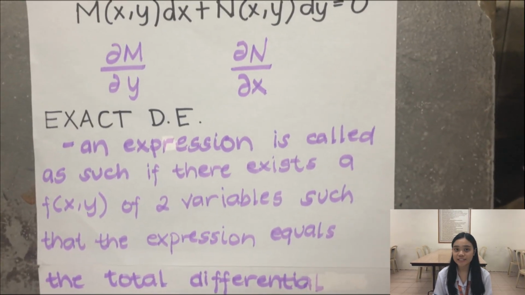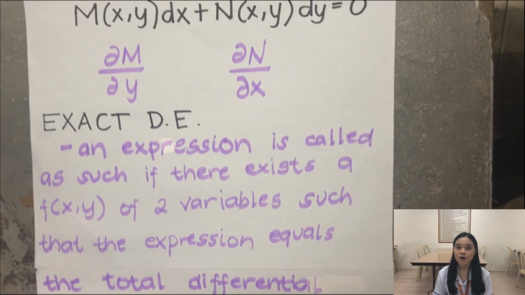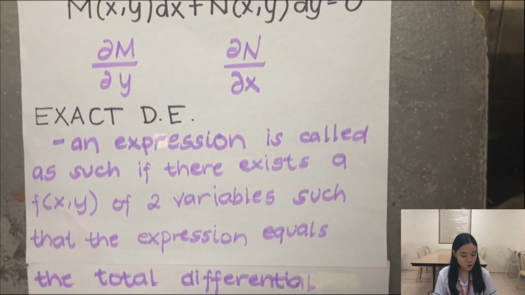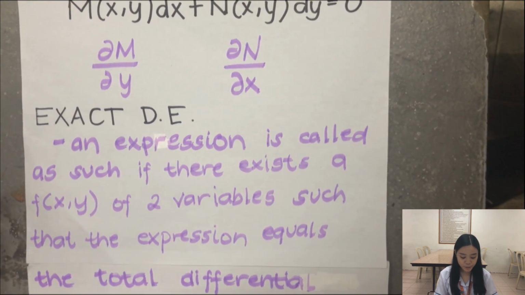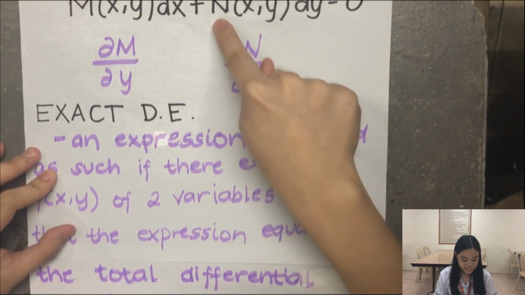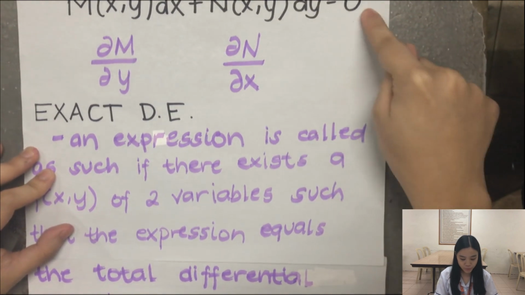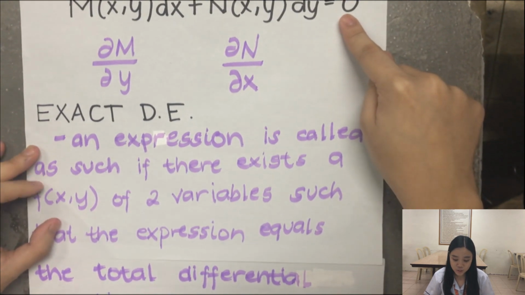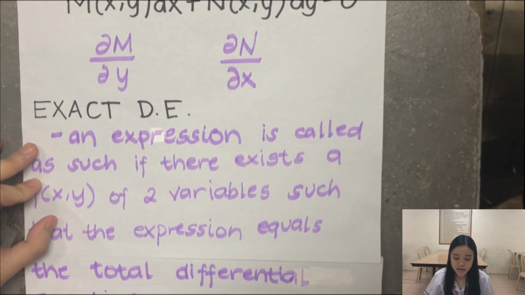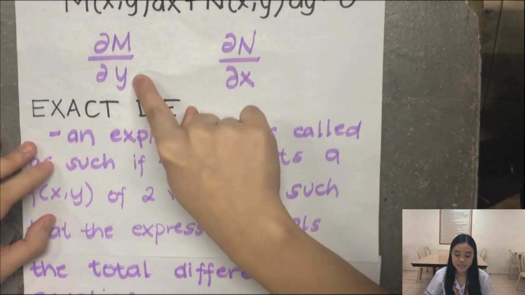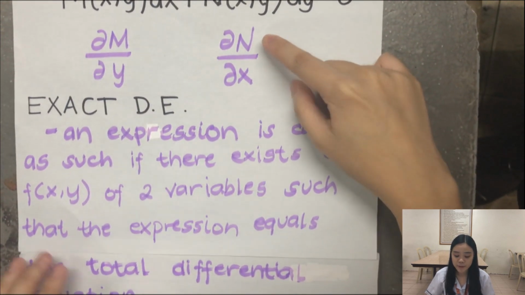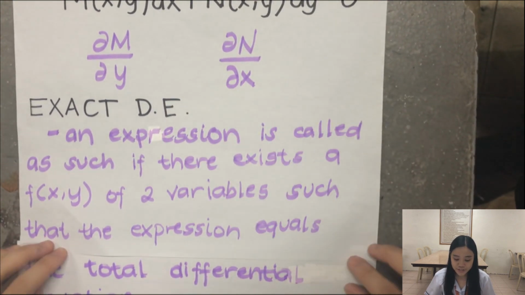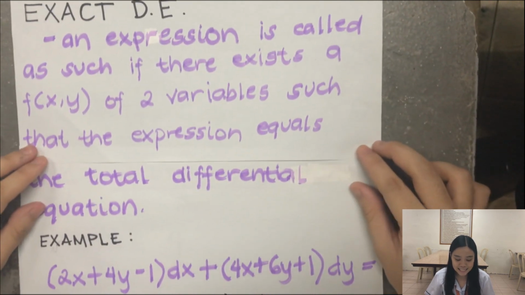This review on partial derivatives gives us the core for the test for exactness of differential equations in the form we had above. Going back to our first-order differential equation form, M(x,y) dx plus N(x,y) dy equals 0, let M and N be continuous and have continuous first partial derivatives, the partial derivative of M with respect to y and the partial derivative of N with respect to x. If these two are equal, the differential equation is considered as an exact differential equation.